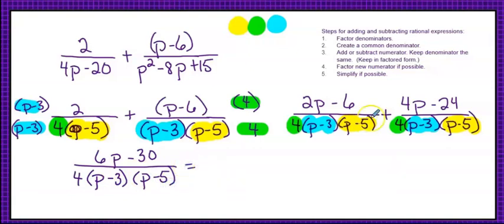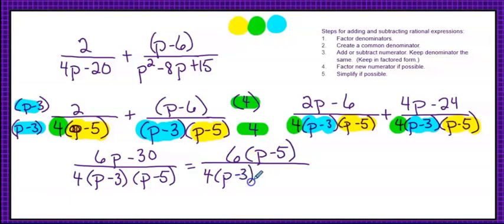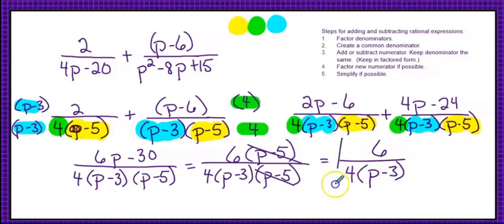Now, what's my last step, or my second to last step? Factor new numerator if possible. Yep, we can factor this. We can take out a GCF of 6. P minus 5 can be canceled out. So my answer is 6 over 4 times p minus 3.